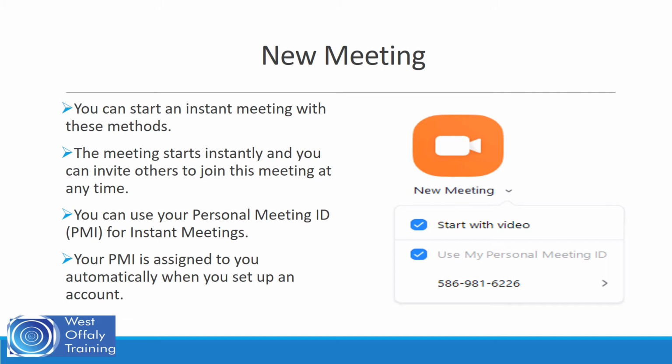You can use your personal meeting ID for instant meetings. Again, we can see an example of it here on the bottom right of the screen. That 10-digit number can be used to send to others to join the meeting. Your personal meeting ID is assigned to you automatically when you set up an account, as previously discussed. And again, you can see we have the option of ticking the box of starting with a video. So as soon as you start the meeting, your face will appear on the screen, and you don't have to turn it on when you're in the meeting. So again, that's a handy option to have also.